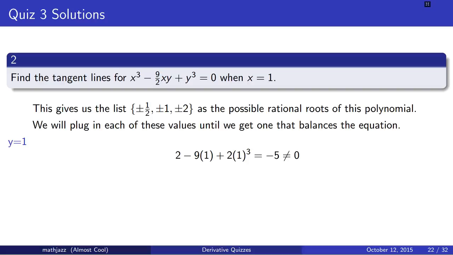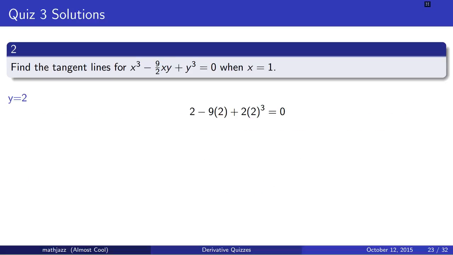So we'll start with y equals 1. I like to start with the integer values rather than the fractional ones, and I usually start with the smallest integer values. So y equals 1, we plug into the equation. We get negative 5, but that's not 0, so we try again. We plug in negative 1, we get 9, which isn't 0. The equation still doesn't balance, so we move on again.